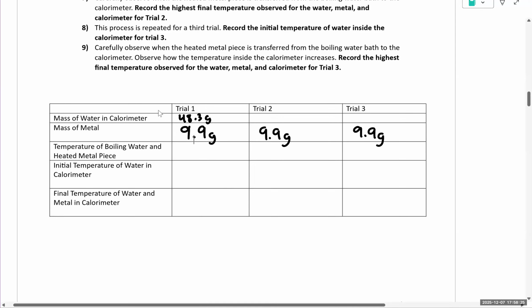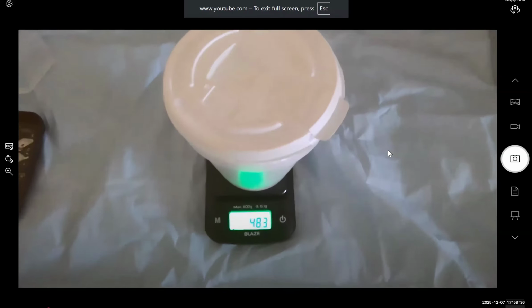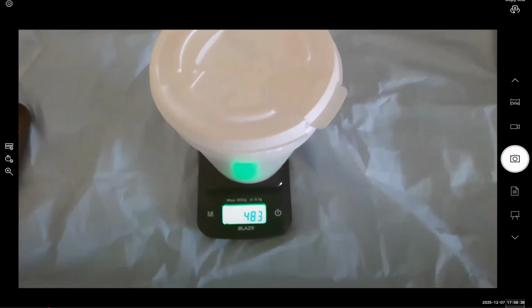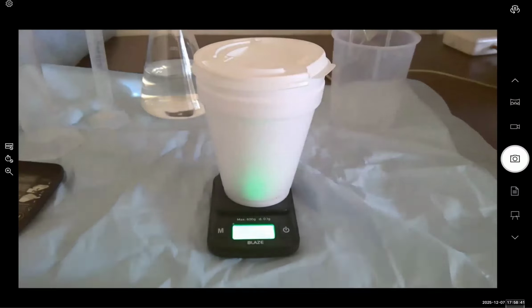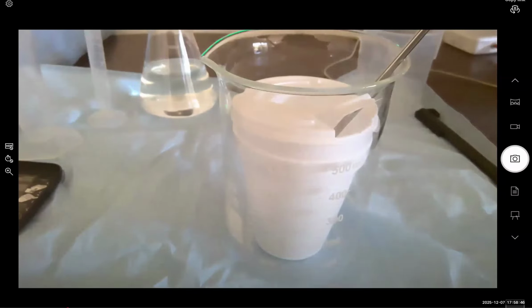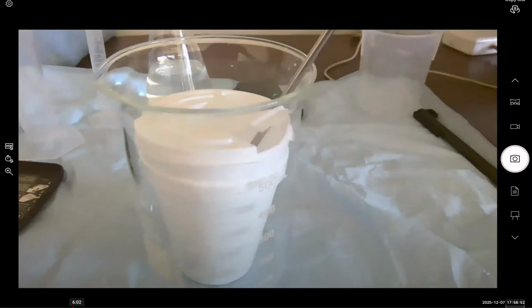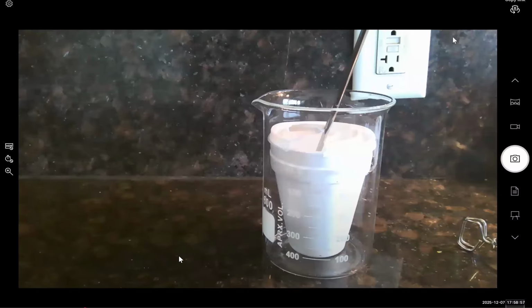Remember, we're going to use different masses of water for each trial just because we have to clean out the calorimeter each time. Okay, let's keep going now. So we have the coffee cup calorimeter prepared. I have my metal piece prepared. And now we're going to get ready to heat the metal piece in a boiling water bath.